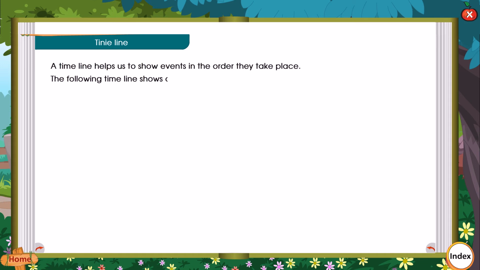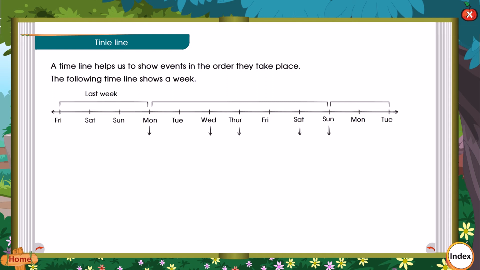Timeline. A timeline helps us to show events in the order they take place. The following timeline shows a week: last week, this week, next week, Monday, class get-together, Wednesday, art class, Thursday, club day, Saturday, swimming class, Sunday, cricket match.